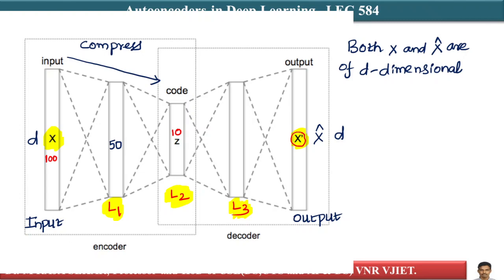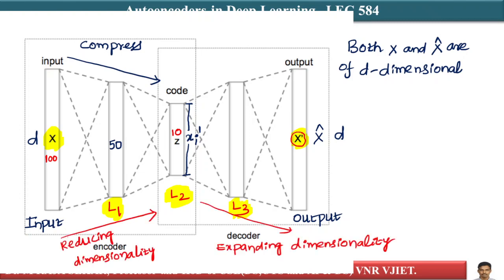What is the output of compression? It is xi dash, isn't it? So I am reducing dimensionality here and expanding dimensionality here, and on the right side you are expanding dimensionality, isn't it? Just try to understand this particular diagram.